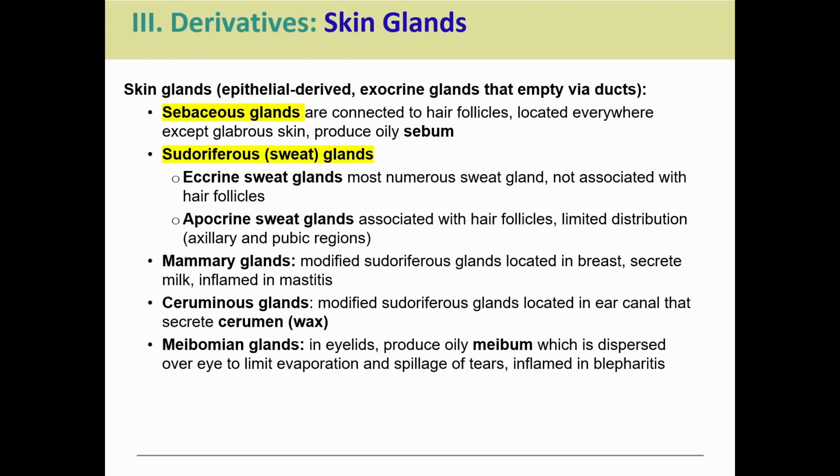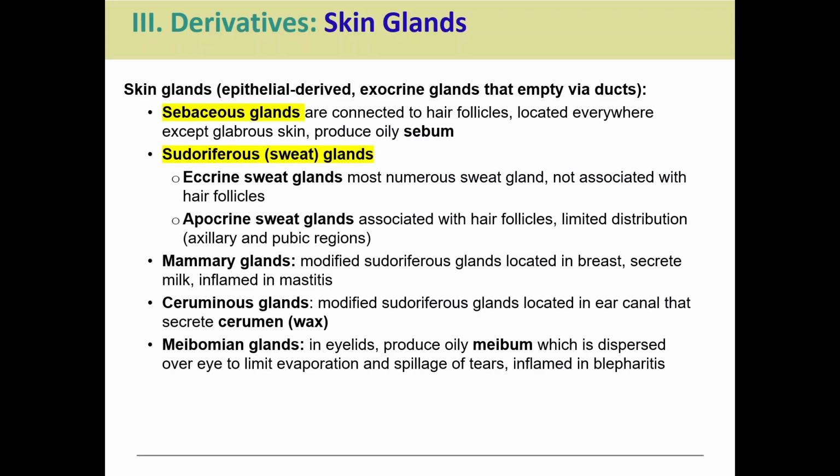Next, we get to the skin glands. We have sebaceous glands, which produce that oily sebum. They're connected to the hair follicles, and we see them pretty much everywhere. And then the sudoriferous, or sweat glands. We have two types, the eccrine and apocrine. Eccrine sweat glands are the ones we find pretty much everywhere, super numerous, and we don't see them associated with hair follicles. It's also the sweat that tends to not really do much in terms of body odor.